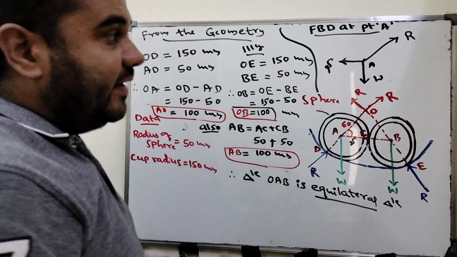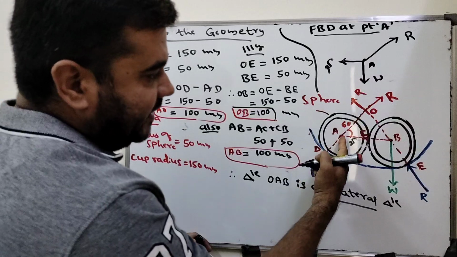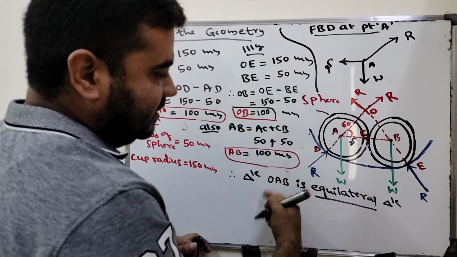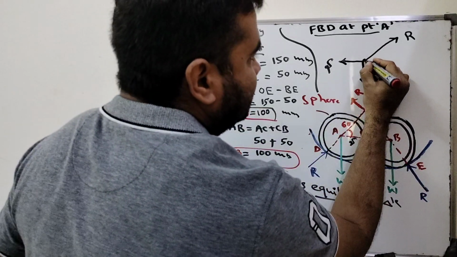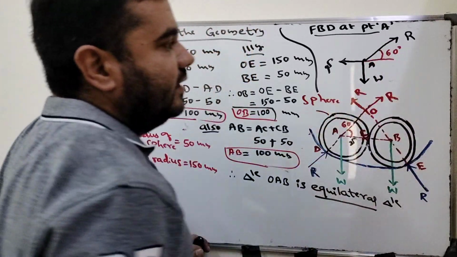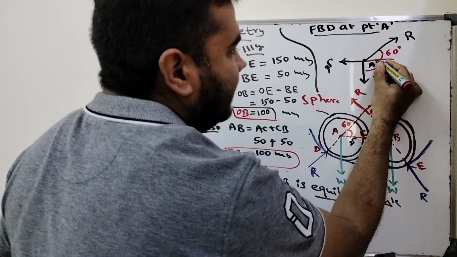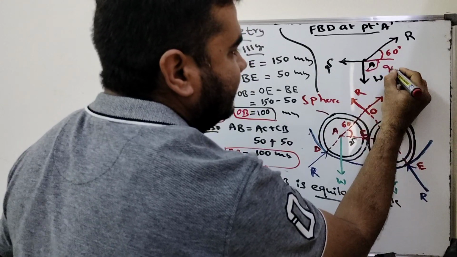Before that, we will find out the angles. With respect to horizontal, this is 60 degrees, because of the equilateral triangle. Okay. How about this angle here? This is 90 degrees. Right?